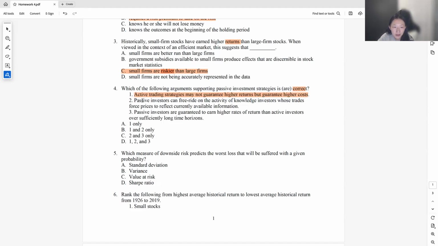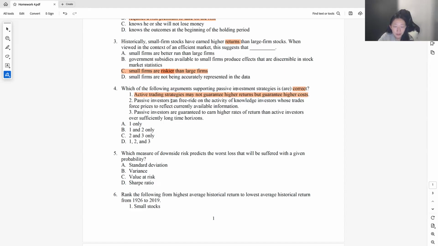So second one, passive investors can free ride on the activities of knowledge investors whose trades force prices to reflect currently available information. I think this is right.